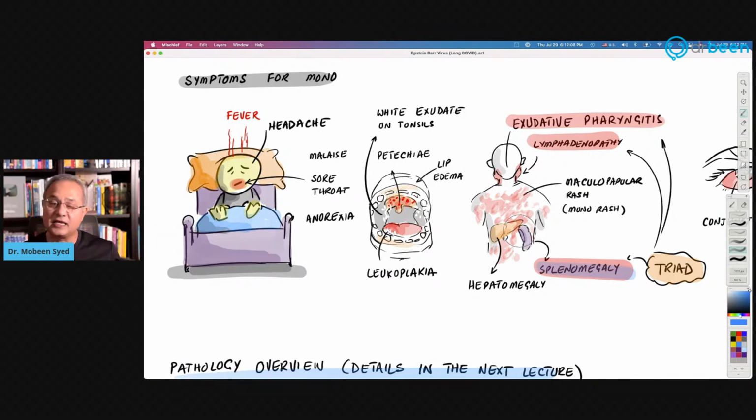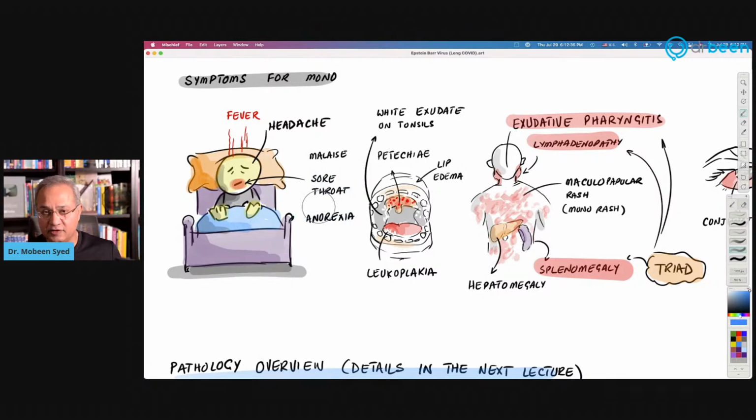Then splenomegaly, the spleen can become enlarged as well. So these are an important triad of symptoms that if you see signs and symptoms, you should start thinking it is mono. Other than that, fever, headache, malaise. This is very, very common. People become very tired. Malaise, sore throat, anorexia, they don't want to eat.